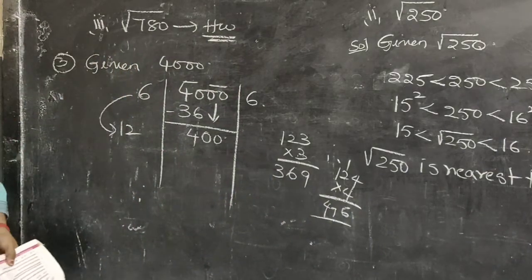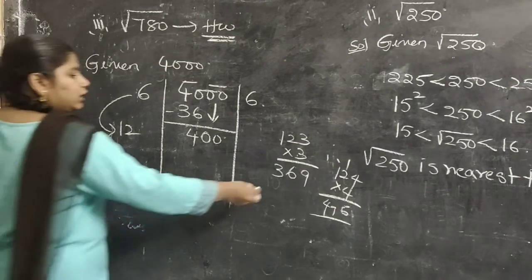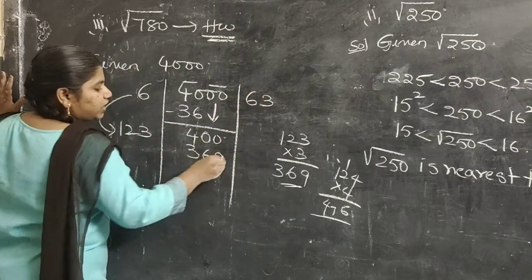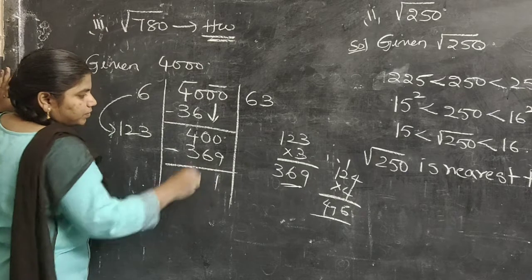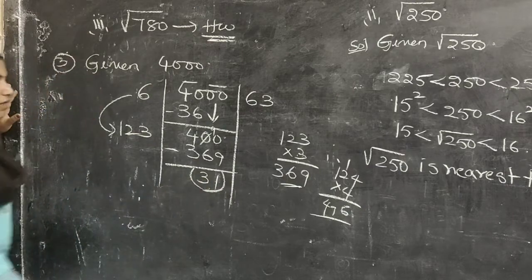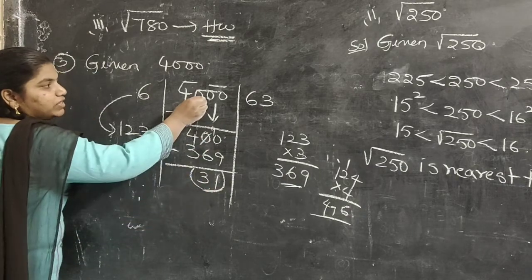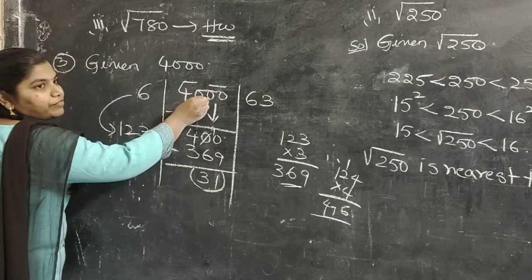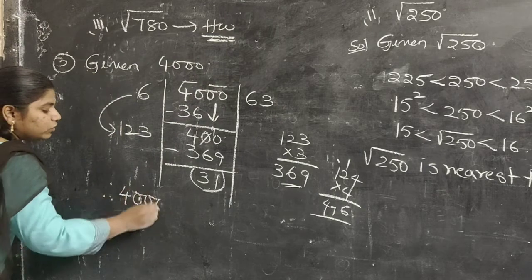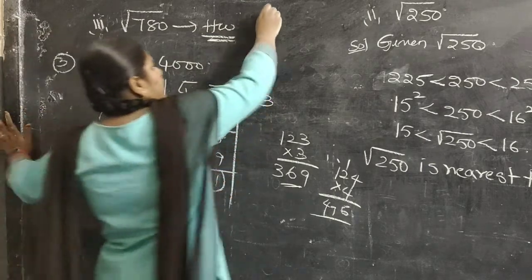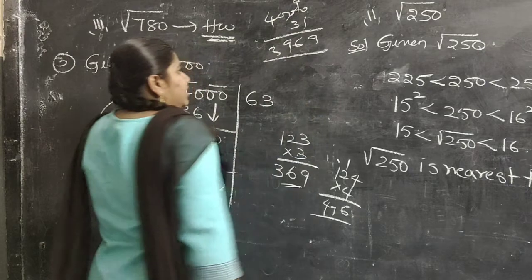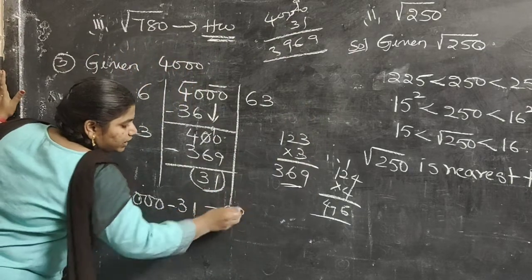So we will take 369. That is 123 3s are 369. So what is the difference here? Difference is 31. So this 31 should be subtracted from this number to make the result a perfect square. Suppose 4000 minus 31, so it will be 3969. That will be equal to 3969.